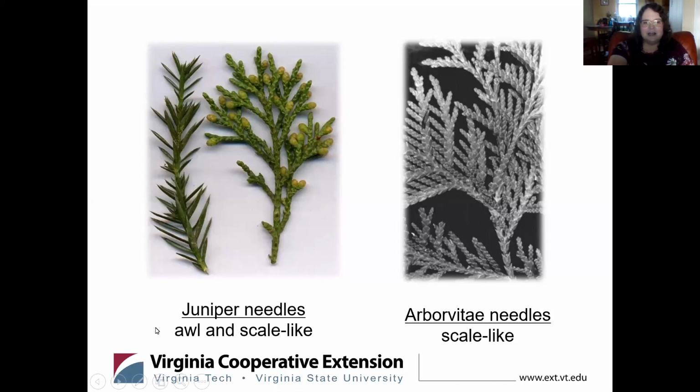But that's what they call the awl, and that's like the woodworking tool, very sharp tip on the end. And then the scale-like leaves, what they consider the more mature. But like I said, some cultivars always keep the juvenile and never mature. Arborvitaes, there's lots of different species, but they are what's considered scale-like leaves. So that is one group of gymnosperms.